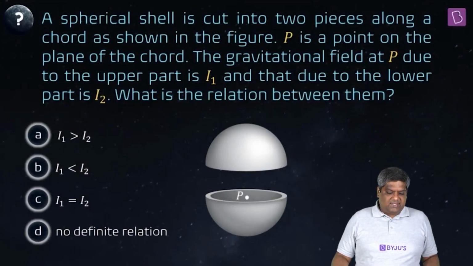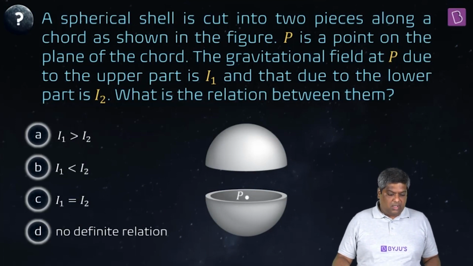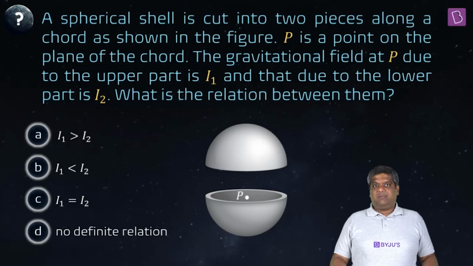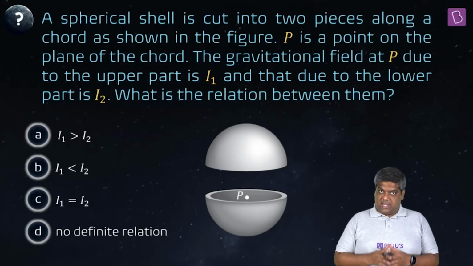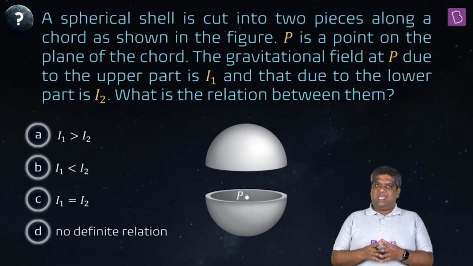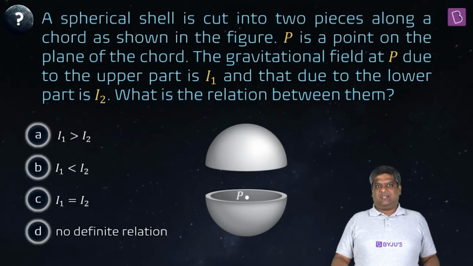A spherical shell is cut into two pieces along a chord as shown in the figure. P is a point on the plane of the chord. The gravitational field at P due to the upper part is I1 and that due to the lower part is I2. What is the relation between them? The options are: I1 is greater than I2, I1 is less than I2, I1 is equal to I2 in magnitude, and D, no definite relation.